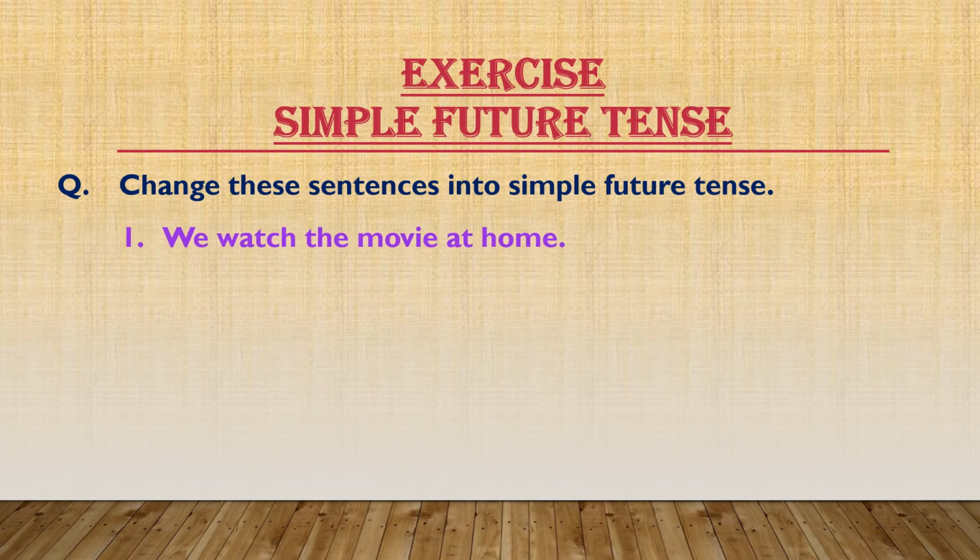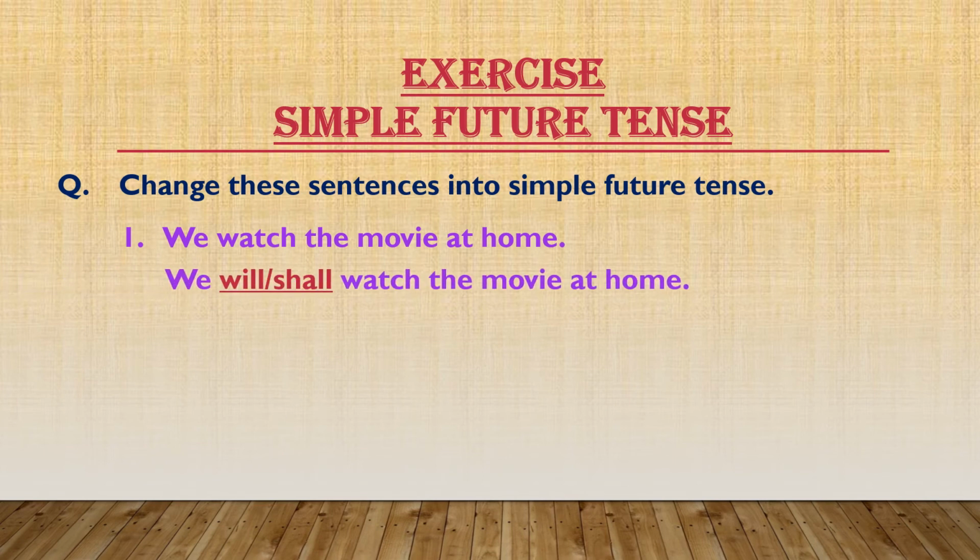So here we go with the first sentence. We watch the movie at home. Here, who is the subject? Subject is we. So immediately after we we will use will or shall. So we will or shall watch the movie at home. Watch is the verb and it is already in its root form. So you don't need to change it. Moving on to the next one.